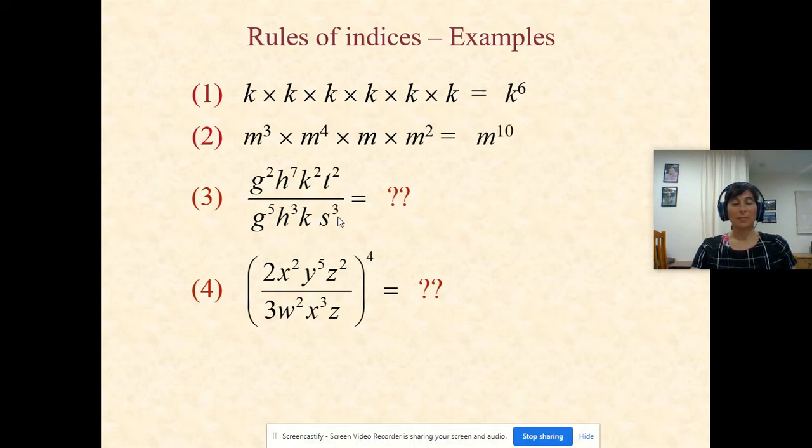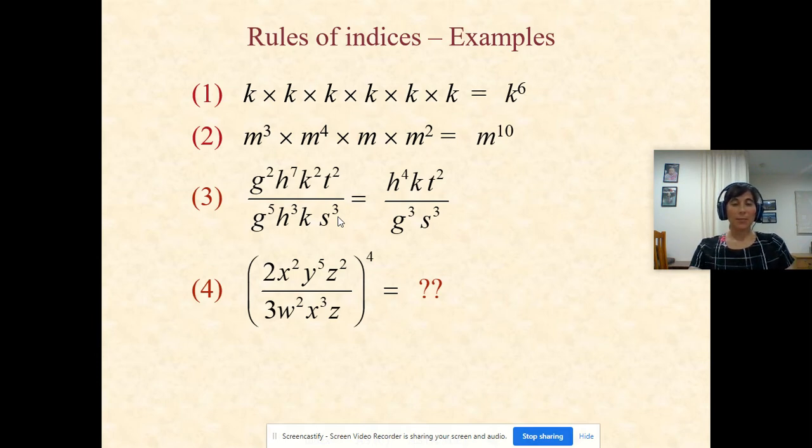Example 3. So looking there at the letters, we've got g squared, h to the power of 7, k squared, t squared on the top line. On the bottom line, g to the power of 5, h cubed, k to the power of 1, s cubed. So looking at simplifying each letter, that would simplify down to h to the power of 4, k, t squared, all over g cubed, s cubed on the bottom line.